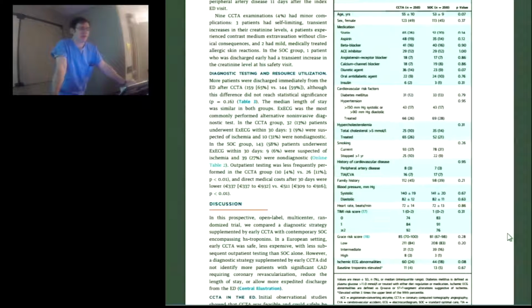12%, as you can see, have diabetes. 10 to 12% have high cholesterol. There's a pretty high percentage of smokers, a relatively low percentage of any prior vascular disease, including TIAs, peripheral arterial disease. As we mentioned, coronary disease was excluded. And then probably 40% had greater than 2 as their TIMI score.